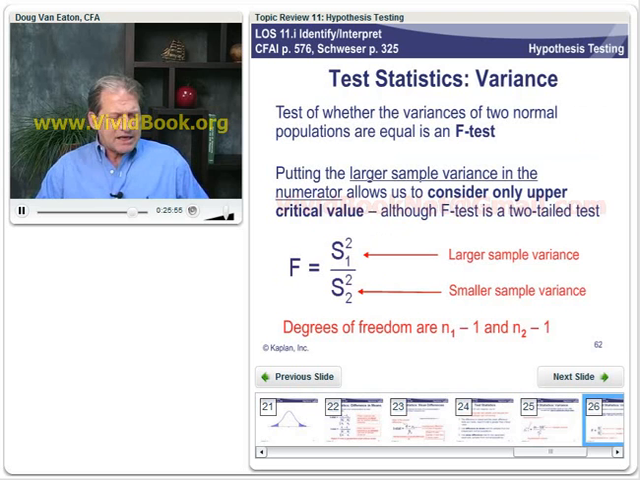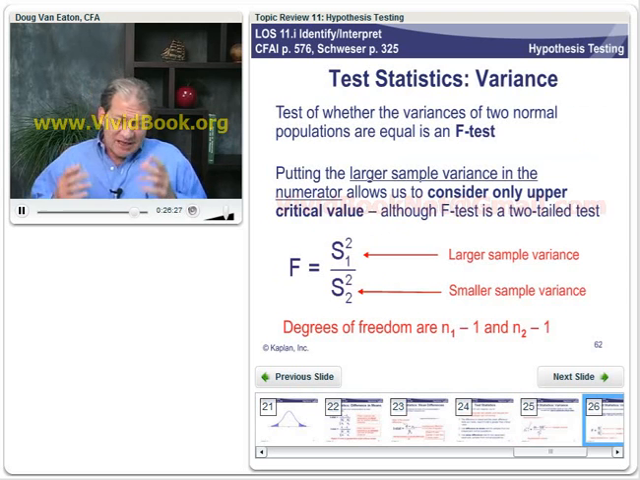Now with this test, we're testing for the equality of two variances. If we have two normal populations and we calculate the sample variance for each, and now we want to test whether those variances are equal, well, the F-test is a two-tailed test. One side significantly greater than 1, the other significantly less than 1. Those are going to be our critical values.